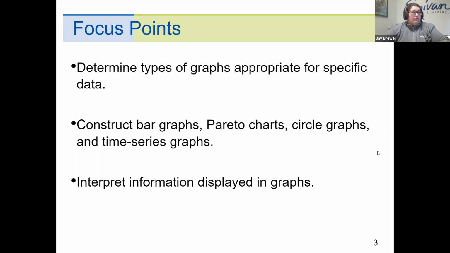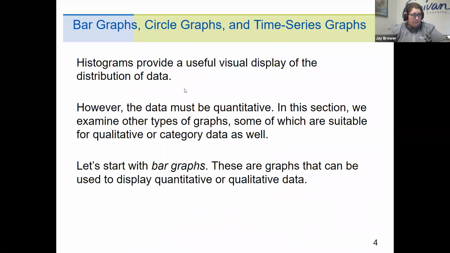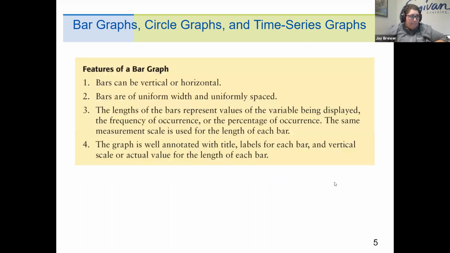Okay, so we want to determine types of graph appropriate for each data, construct them, and then interpret information. Okay, histograms provide a useful visual display for distribution data. However, the data has to be quantitative. So in this section, we're also going to be able to give you an idea of what you can use for qualitative data. So bar graphs.